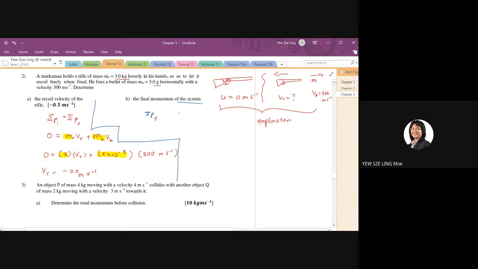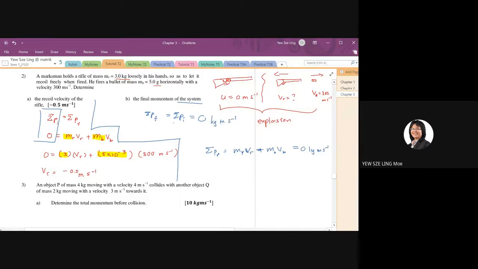Actually, you don't even have to calculate. Why? Because if you understand, P final is equal to P initial, and our sum of P initial is 0. Therefore, it is equal to 0. Of course, for students who might have forgotten this, you can proceed to the calculation: M R V R plus M B V B. Eventually, you are going to get 0 as well. So 0 kg m s negative 1.